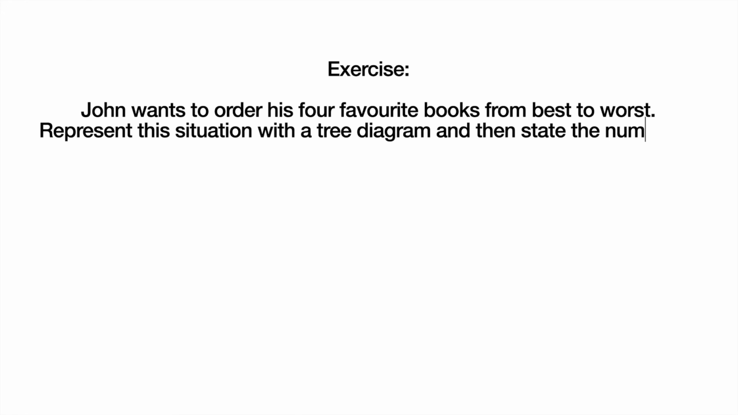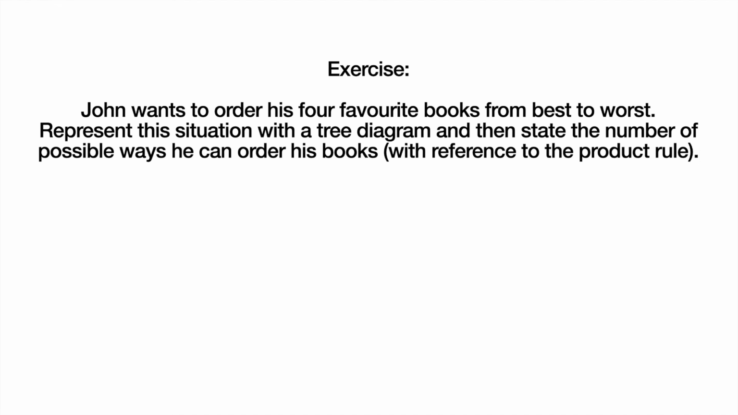Exercise. John wants to order his 4 favorite books from best to worst. Represent this situation with a tree diagram and then state the number of possible ways he can order his books with reference to the product rule.